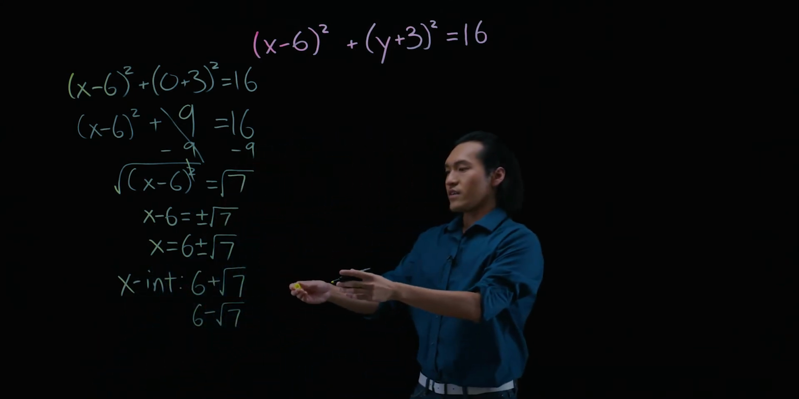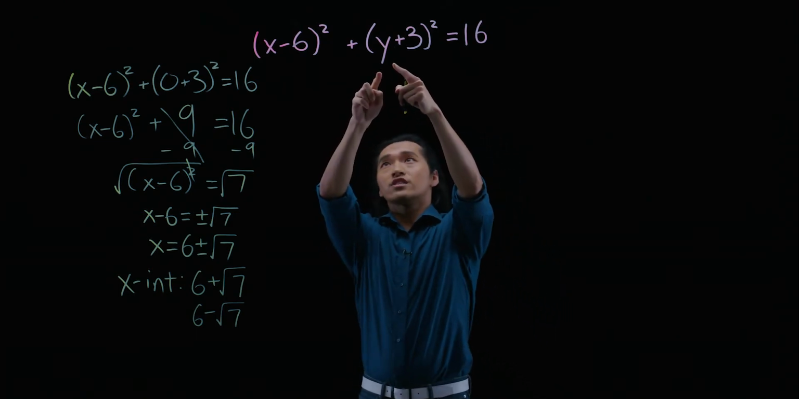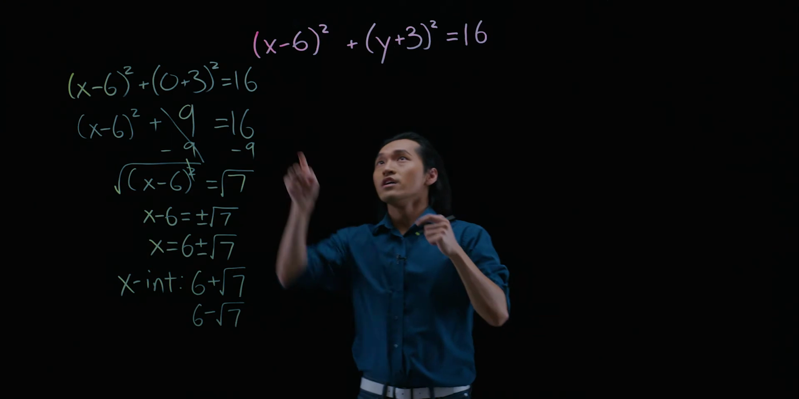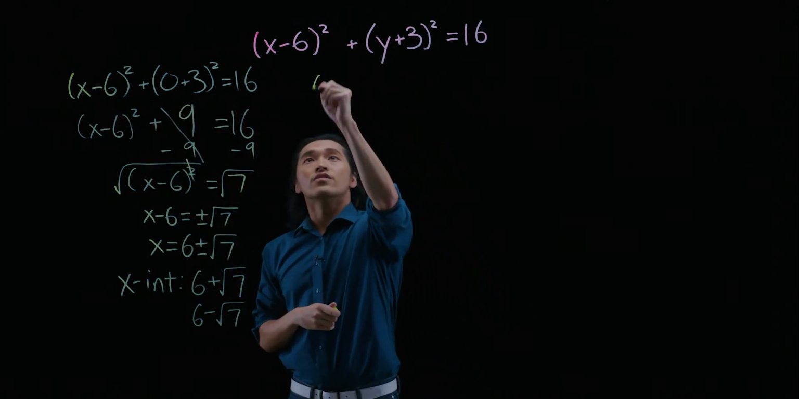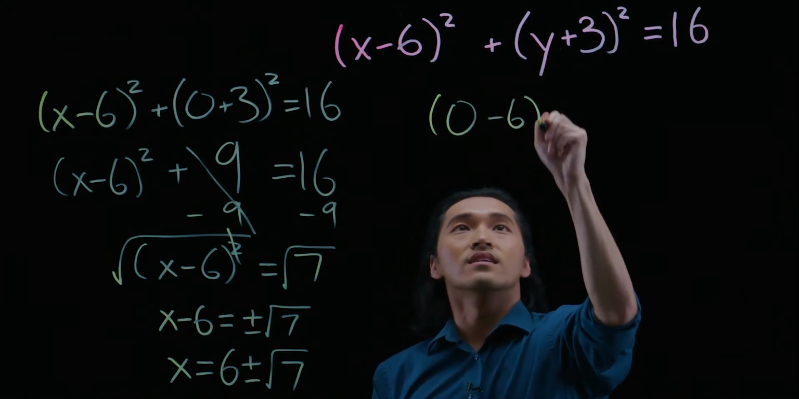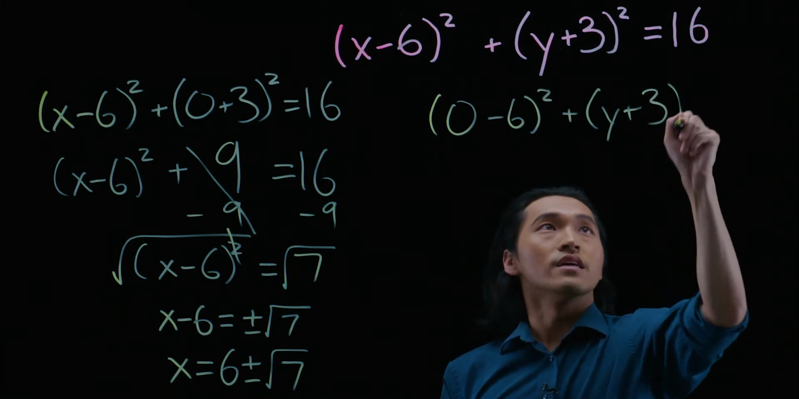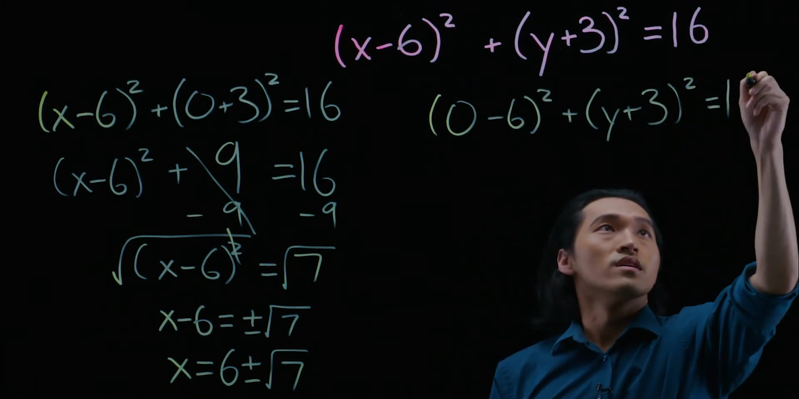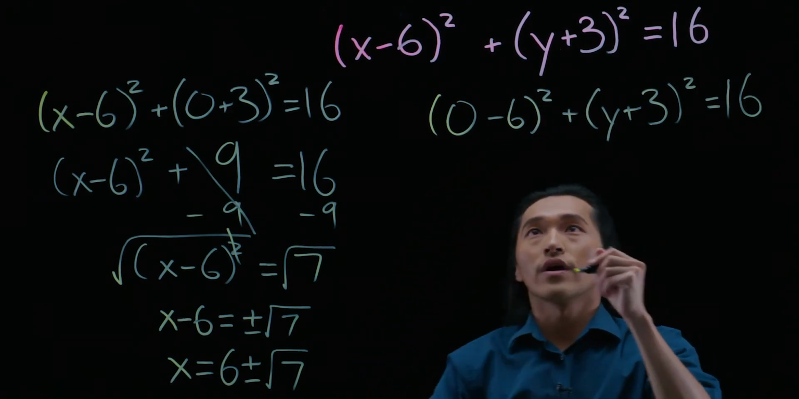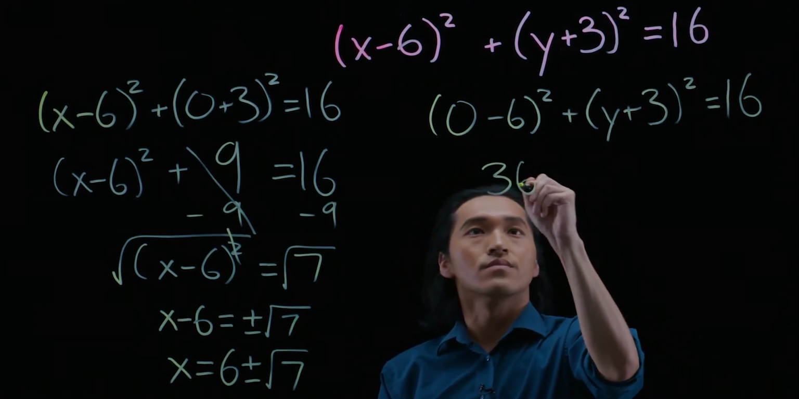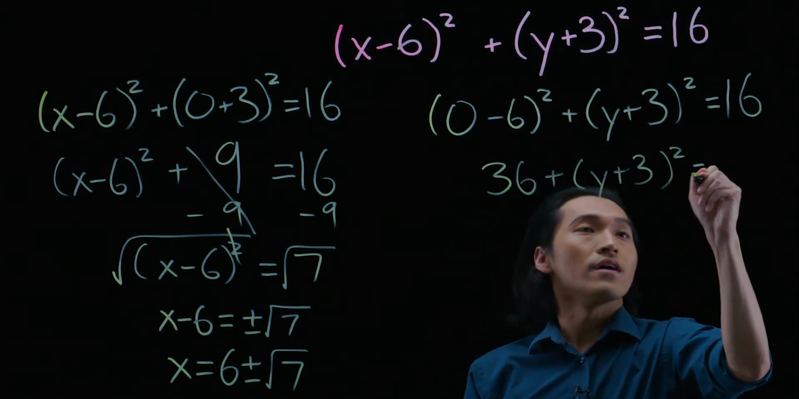Now let's do the same thing to find the y-intercepts. Like we said earlier, in order to find the y-intercepts, we have to set x to 0 now. So now we're going to do the same thing we did here, but just making the x a 0. So that becomes (0 minus 6) squared plus (y plus 3) squared is equal to 16. We simplify this part. Negative 6 squared is going to give us 36. And then we can drop all of this down. This stays the same for now.